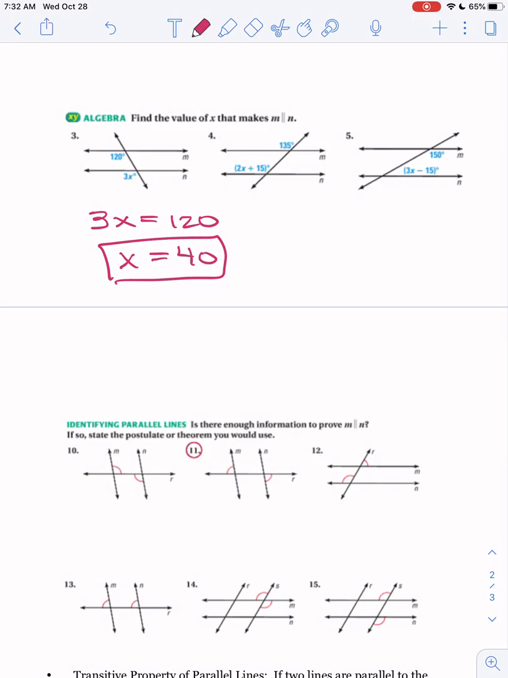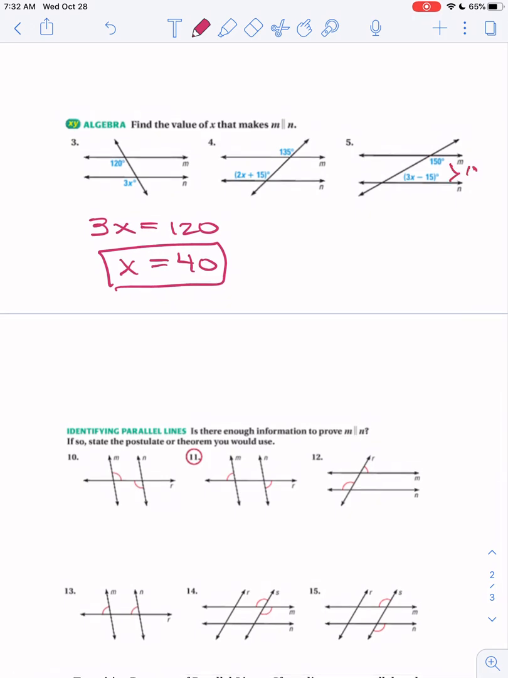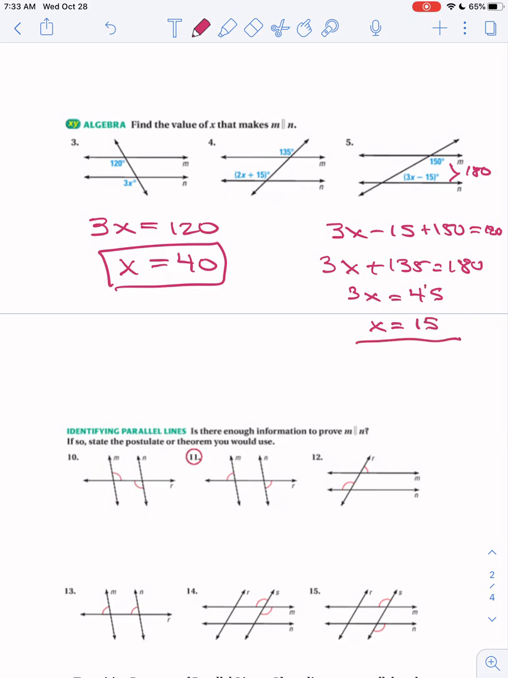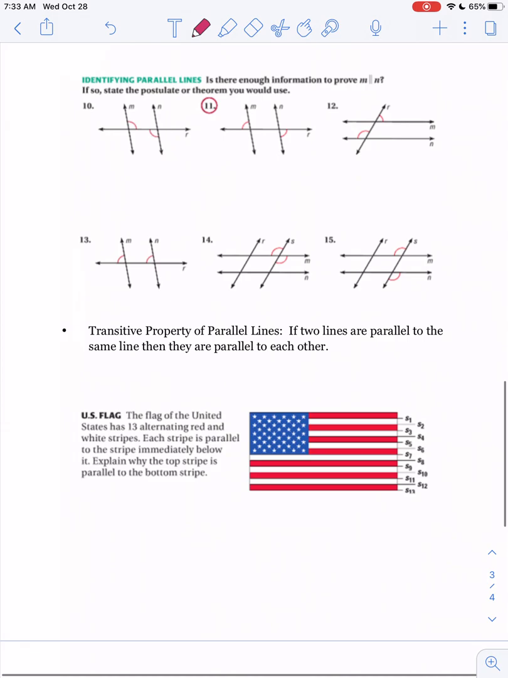Let's try number 5. These are CIAs, consecutive interior angles. We know they have a sum of 180. So we're going to say 3x minus 15 plus 150 equals 180. I'm going to combine my like terms together. It looks like 150 minus 15 is going to give us 135, so 3x plus 135 equals 180. Subtract 135 from 180, looks like it's going to give us 45. Divide by 3, it looks like that's going to be 15. All right, let's try another one.